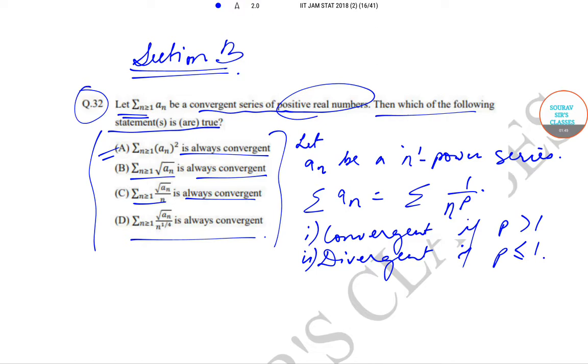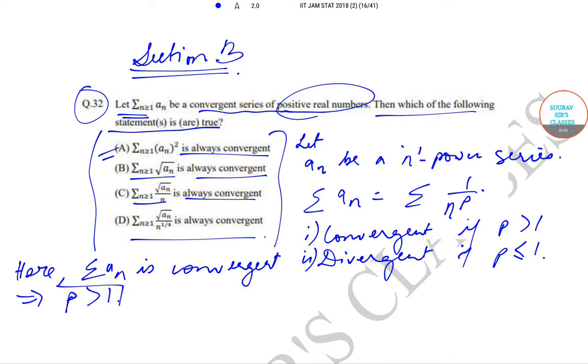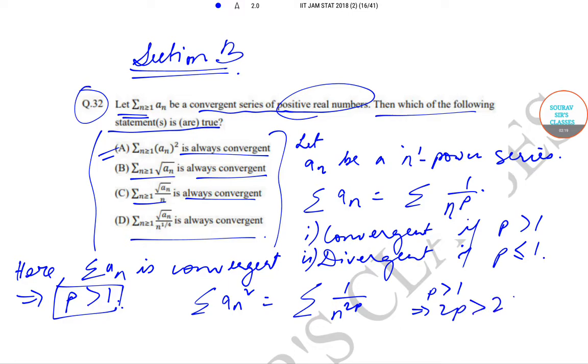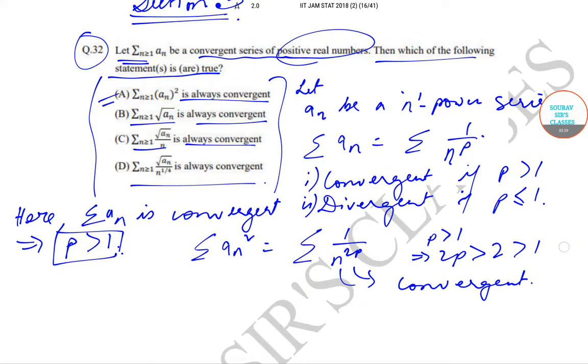Now we have been told that the series an is convergent. Here summation of an is convergent, so that implies that p is greater than 1. This is our condition that we have been given. So if p is greater than 1, let us find out summation of an square. Summation of an square is nothing but 1 by n to the power 2p. So we know that p is greater than 1, so that implies that 2p is greater than 2, which is greater than 1, and therefore this is convergent. So summation of an square is always convergent if an is convergent.